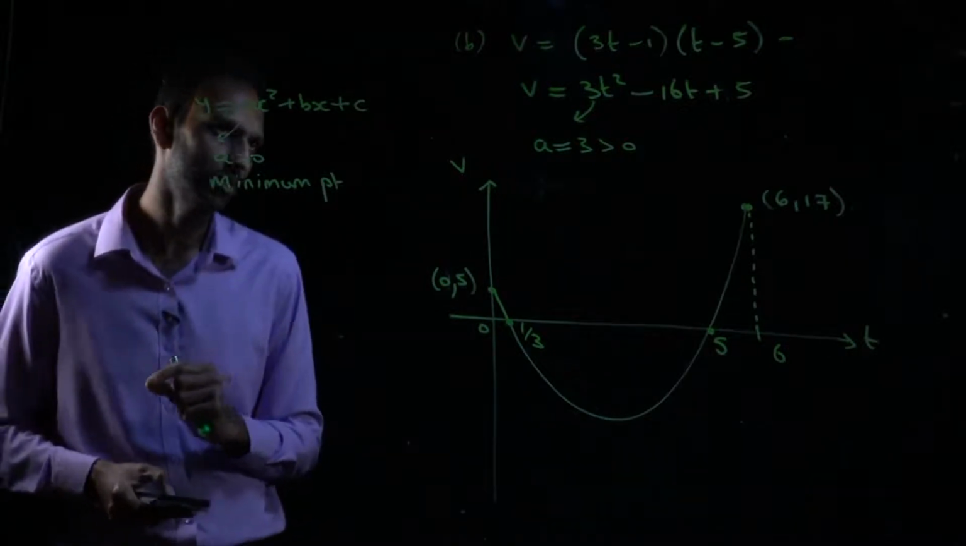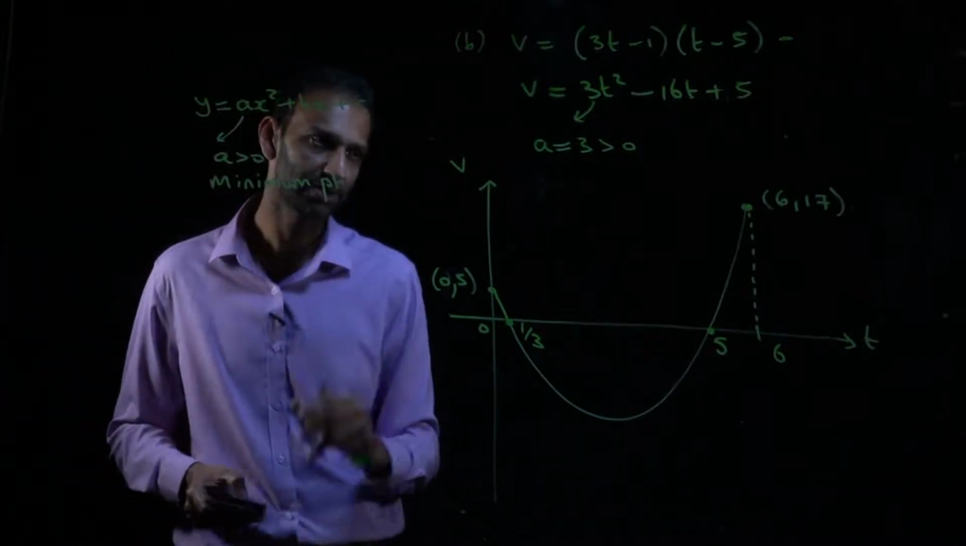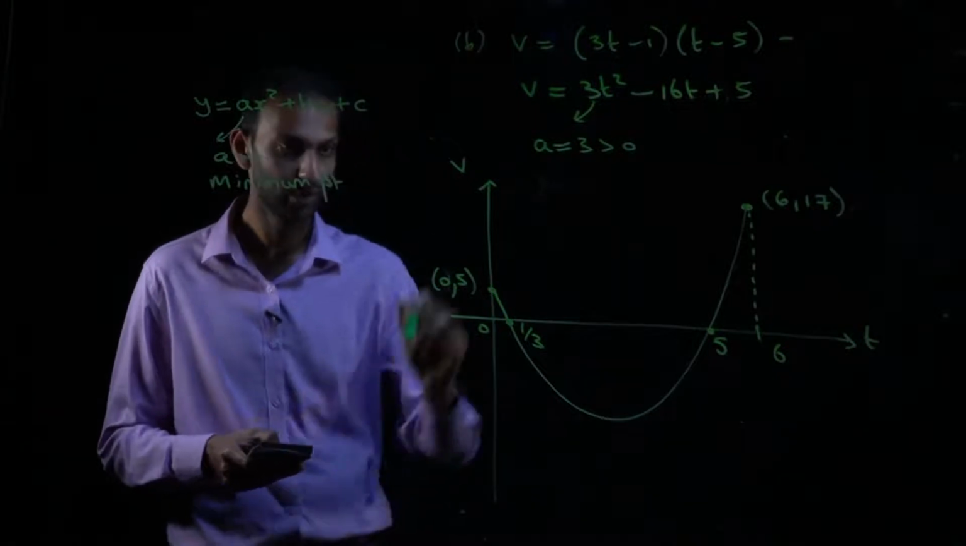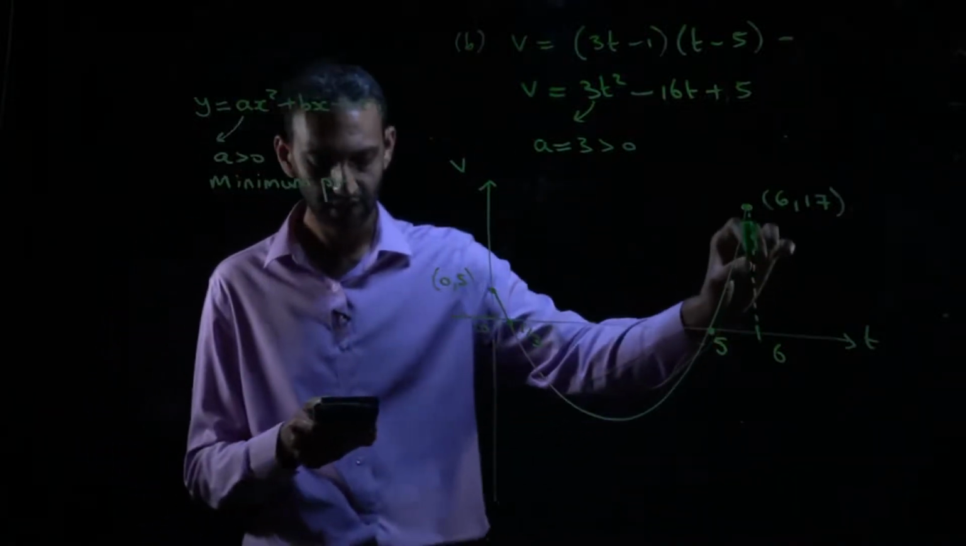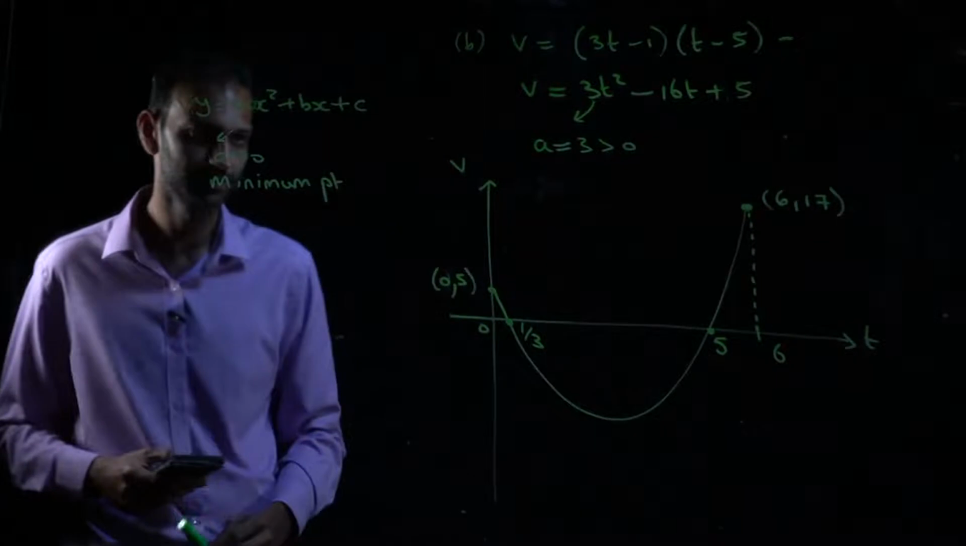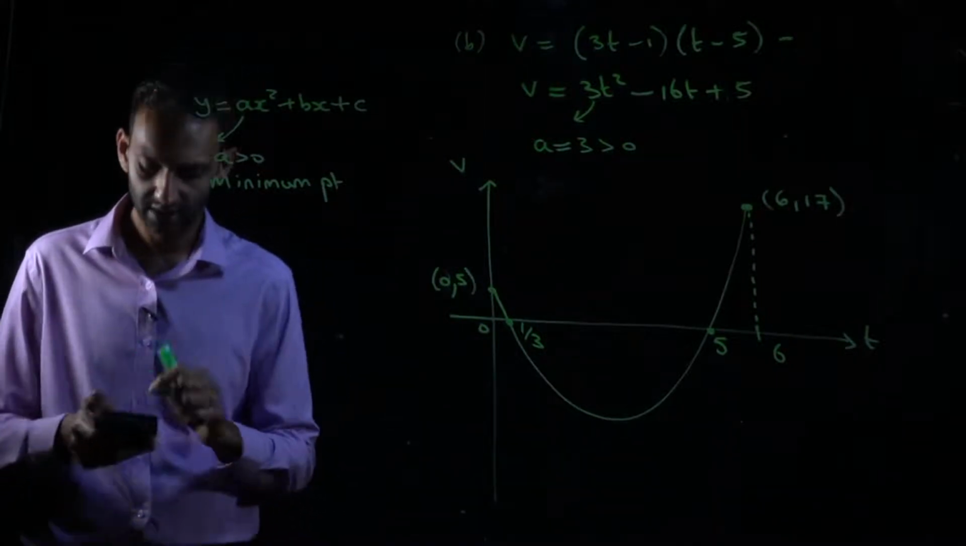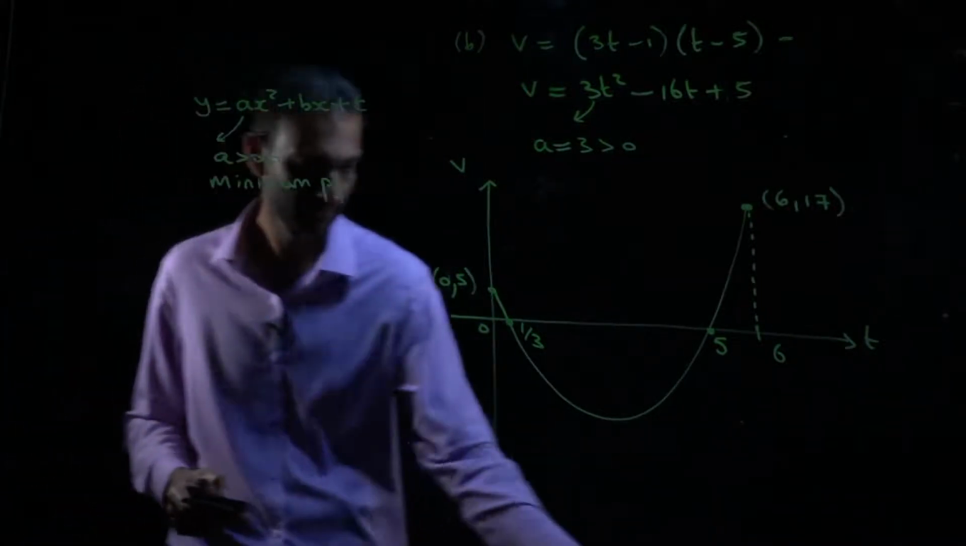I hope you understand the problem. It's not difficult. It's still about sketching. So 0, 5, 1/3, 5, and we have the point 6, 17. Let us now proceed to the next part of the problem, which is part D.